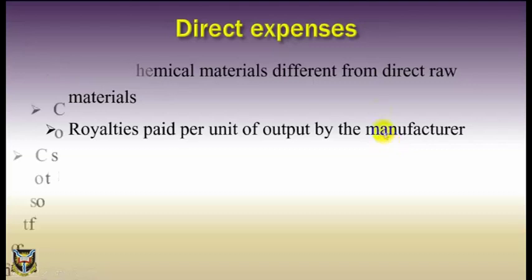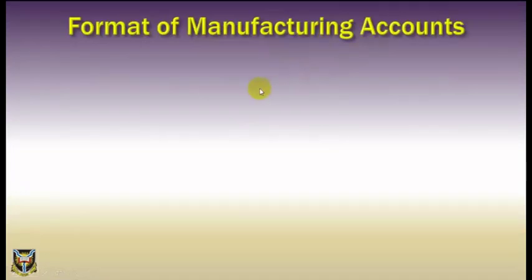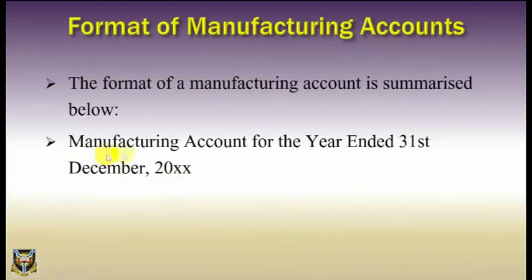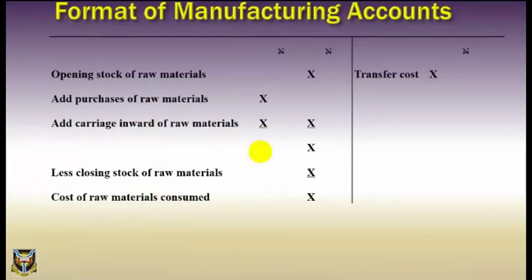E. Format of manufacturing accounts. The format of a manufacturing account is summarized below. Manufacturing account for the year ended 31st December 2000. In Naira. Opening stock of raw materials. To the right, transfer cost. Add purchases of raw materials. Add carriage inward of raw materials. Less closing stock of raw materials. Cost of raw materials consumed.